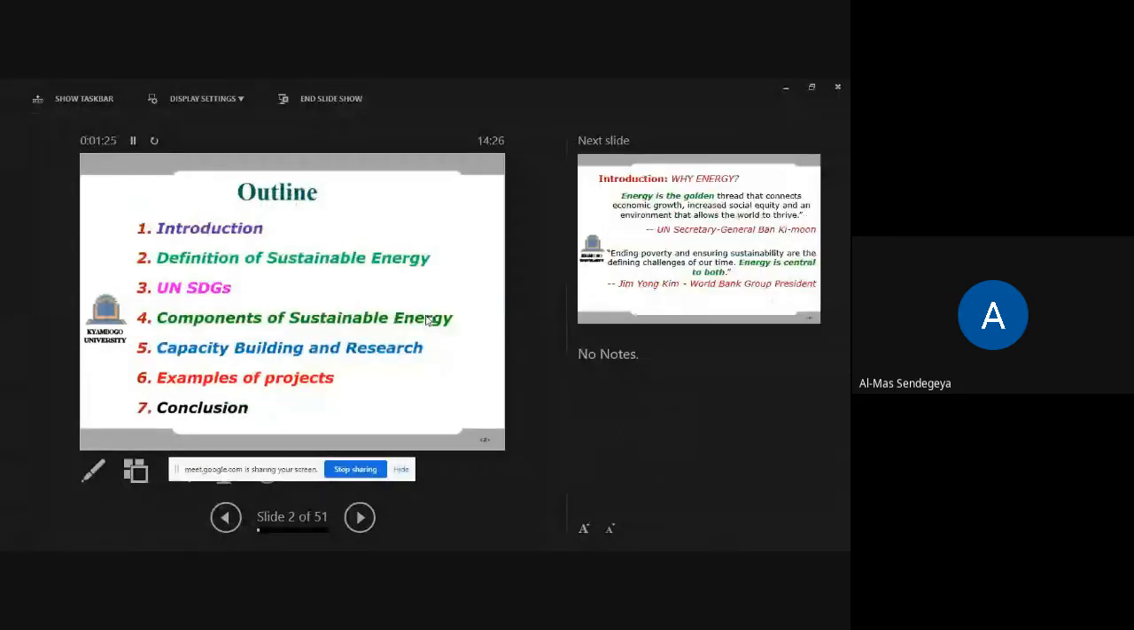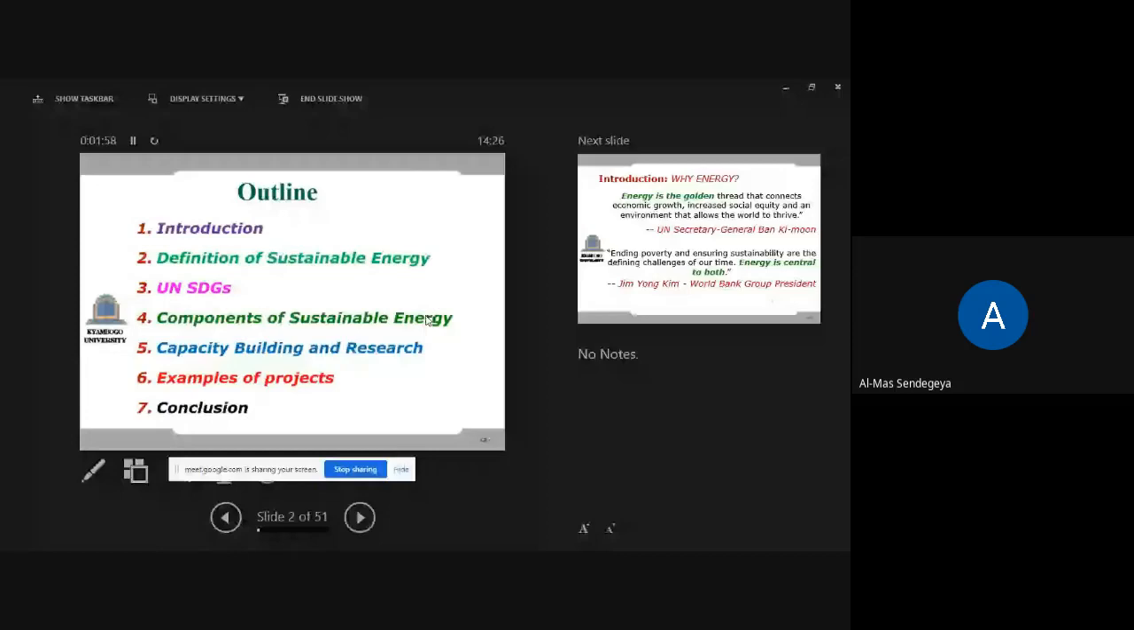I'll give a quick introduction. Because my main task was to talk about sustainable energy, I'll say what it is. Giving this definition, I assume that students will be able to think about which projects can come out from this. And I want to base on the international concept, which was developed by the UN in the Sustainable Development Goals. What are those components in sustainable energy capacity building? Because here we are trying to build the capacity, and then examples of projects.